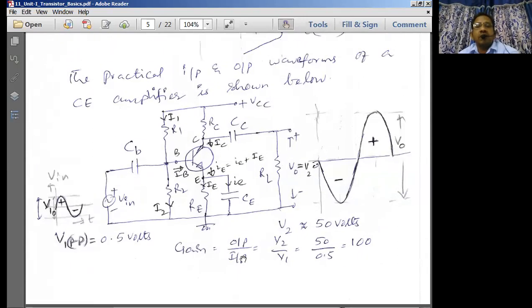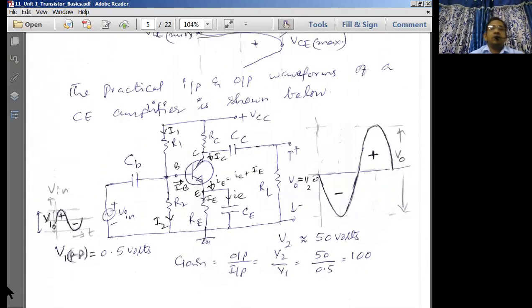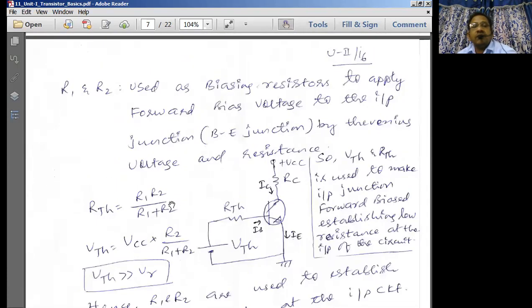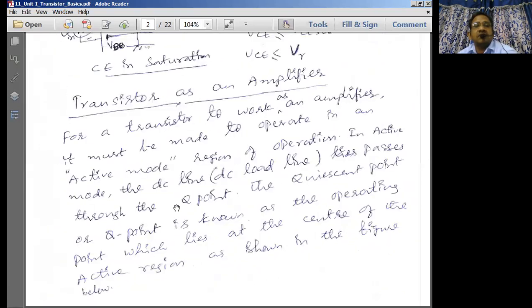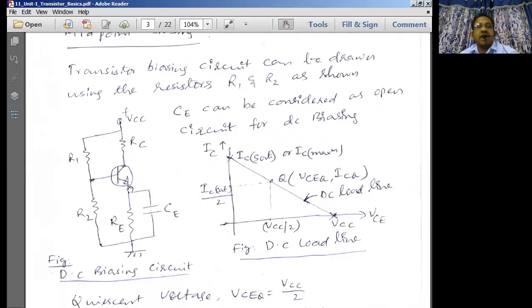Now, how does a practical circuit look like? Let us take the practical input and output waveforms of a CE amplifier, shown below. So this is the CE amplifier circuit. Now, in this amplifier circuit, what do we do? We have seen the biasing circuit earlier. See this biasing circuit now? This is known as a DC biasing circuit. In this DC biasing circuit, there is no input and no output taken. That means using this biasing circuit, we understand where the Q point, the operating point, is.